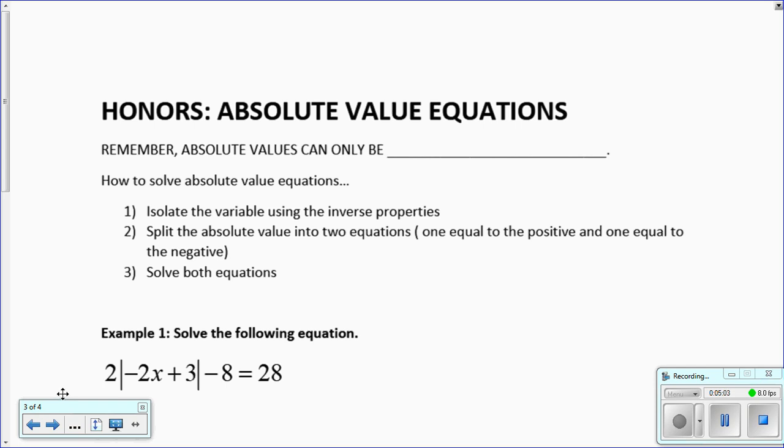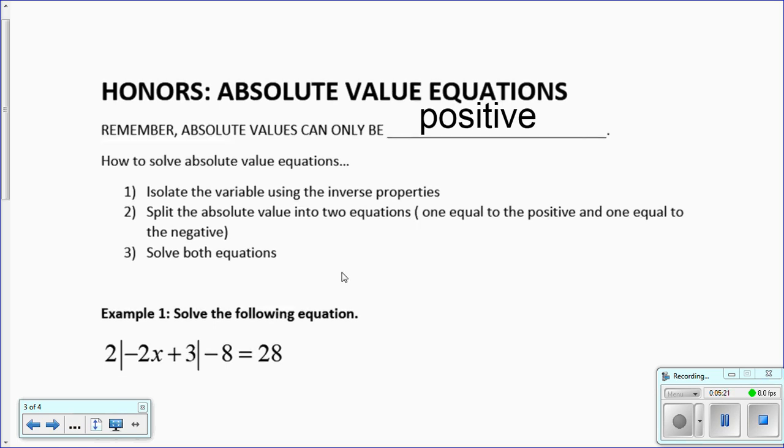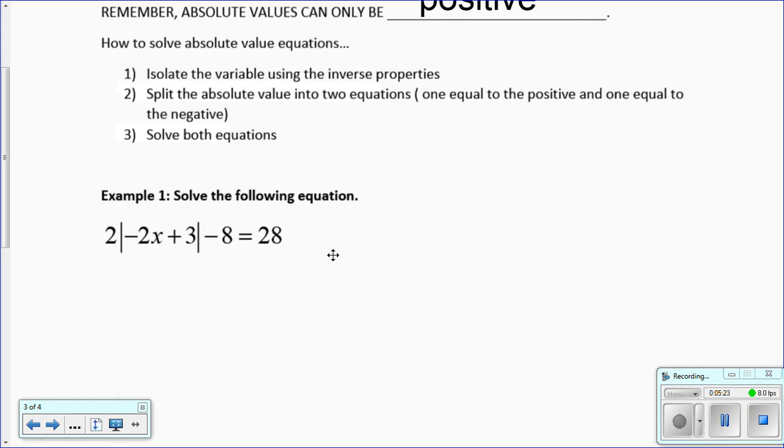Great minds. So the honors topic is absolute value equations. Remember that absolute values can only be positive numbers. Here are the 3 steps to solve an absolute value equation. We are going to isolate the variable using the inverse property, split the absolute value into 2 equations, and then solve both equations. Here's how we do it.